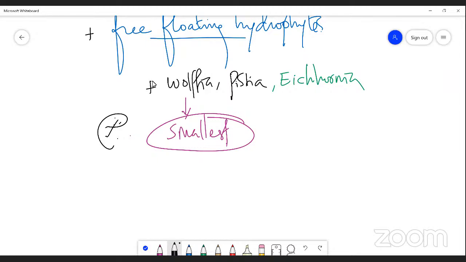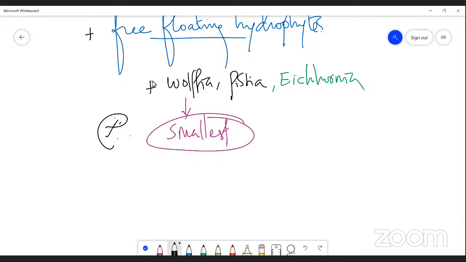And Eichhornia, you know very well, Eichhornia is grown in almost all the lakes, right? In water bodies, you can see the Eichhornia plant. Both of them are free floating. They are the example of free floating hydrophytes. Freely, these members are floating on the surface of water, hence they are known as free floating hydrophytes.